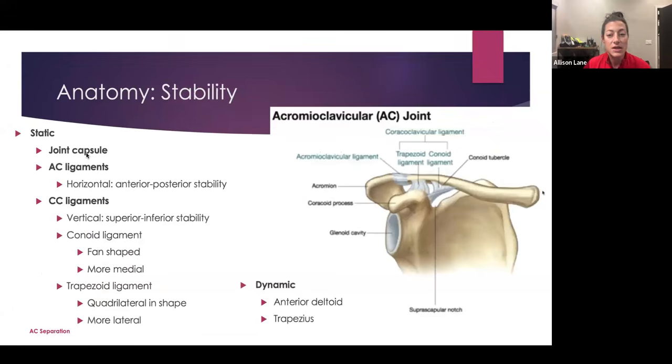When we talk about stability, there's the static and dynamic stabilizers, as we have with most joints. Dynamic, we'll talk about anterior deltoid and trapezius. Within the static stabilizers, we're talking about the joint capsule itself, as well as the AC ligaments and the CC ligaments. The AC ligaments, which is important, provide horizontal stability, so it's preventing that anterior posterior motion. The CC ligaments over here are providing that vertical stability, so that superior inferior stability. The conoid ligament right here, named to be like a cone, so it's fan shaped, and it's more medial of the two. The other portion is the trapezoid ligament, also named nicely because it's slightly trapezial in shape, and it's the more lateral of the two.